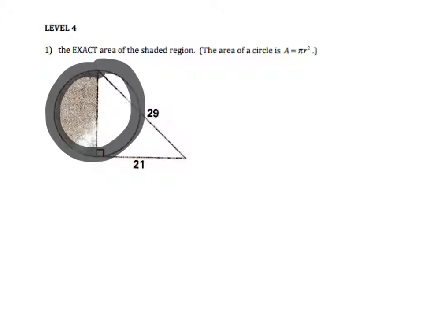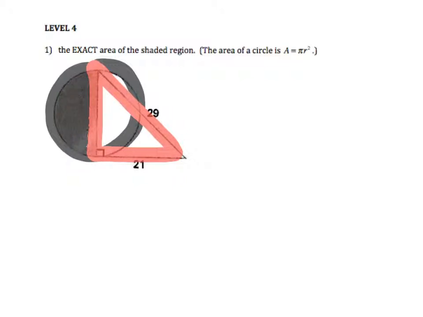I've got a circle, but then I also have a triangle. The part of the picture that I want to find is the shaded region, which is a semicircle. So in order to find a semicircle, I can use the area formula of a circle and then divide it in half. I'm going to divide it by 2. Now what do I need to know in order to find the area of a circle? I need to know the radius.